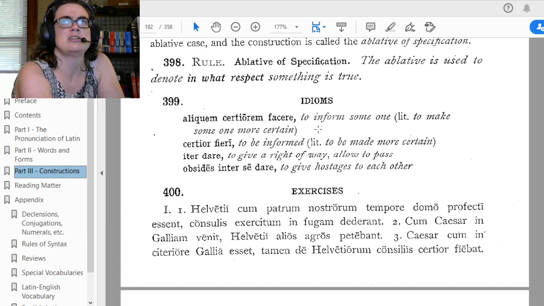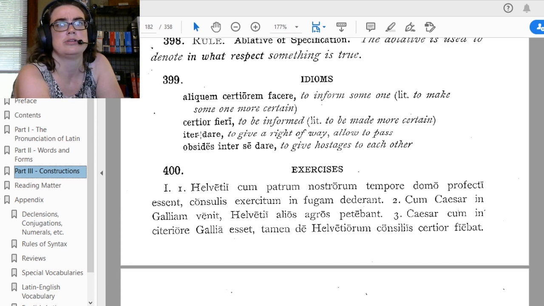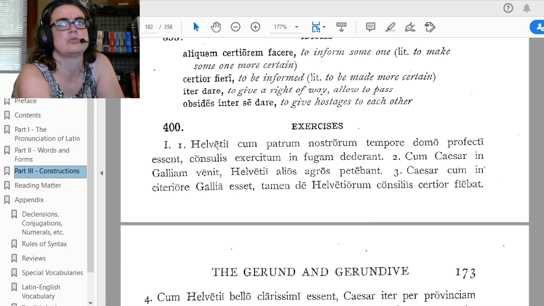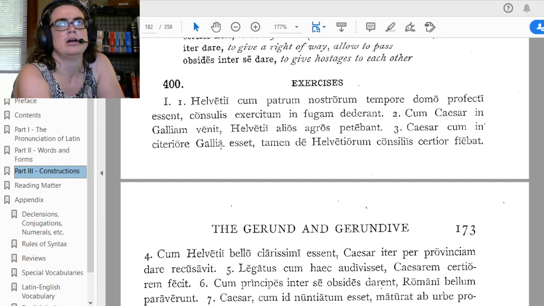He's throwing a few idioms at us here. Aliquem certiorem facere, to inform someone, to make someone more certain, to let them know. Certior fieri, to become informed, to become more certain. Dare iter, to give right away, to allow to pass, to give the journey, let them go. Obsides inter se dare, to give hostages among themselves to each other. A very common practice in the ancient world. Let's just do number 3 real fast.